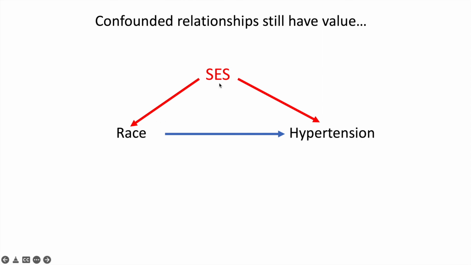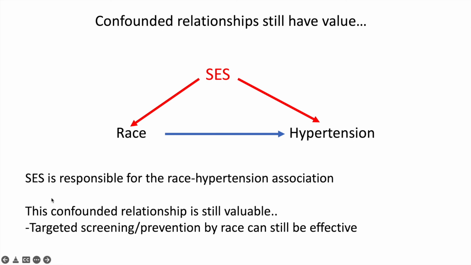So even though this race-hypertension relationship is confounded, it's still useful in the sense that we could provide more screening and prevention to certain individuals that are at a higher risk, even though it isn't the race that's causing them to be at a higher risk. It's more this distorting, confounding variable, but we're still offering targeted screening and prevention to certain individuals. We're able to help people, even though we based this decision off a confounded relationship.